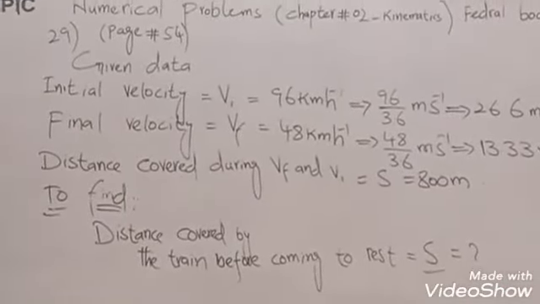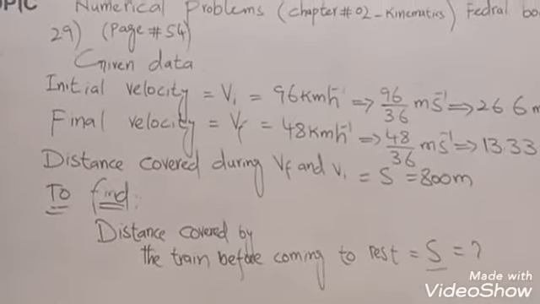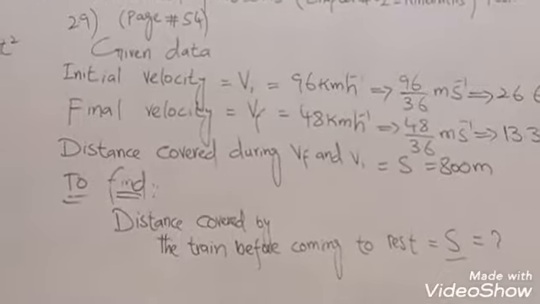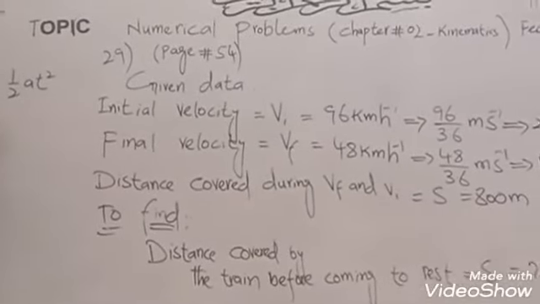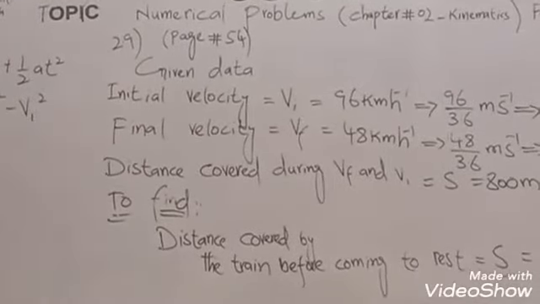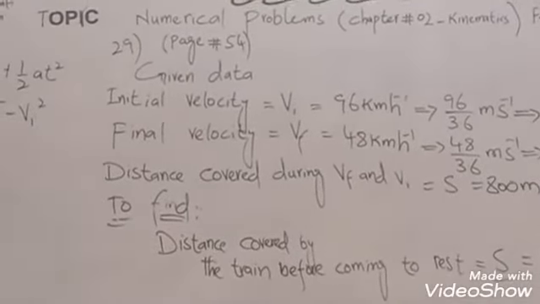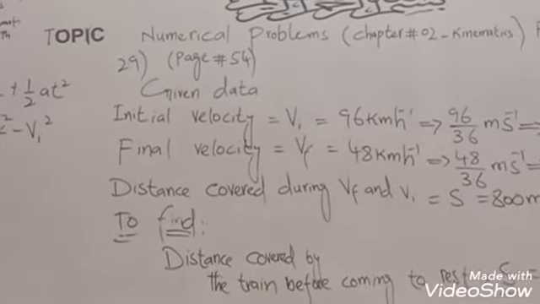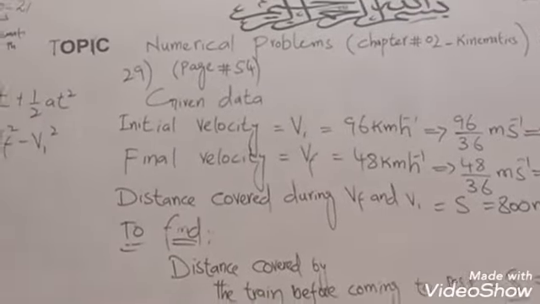One is s equals to vit plus half at square. We can find distance with the help of this equation, and similarly we can find the distance with the help of this equation. These both are valid. But in order to find distance, you will need acceleration. Also in this equation, if you want to find distance, you will need acceleration.